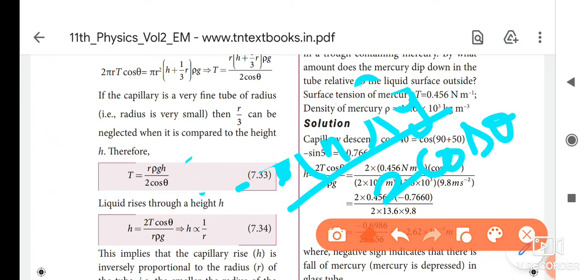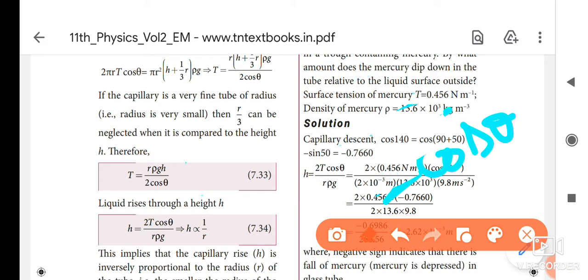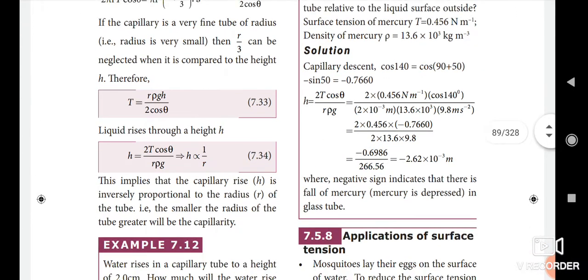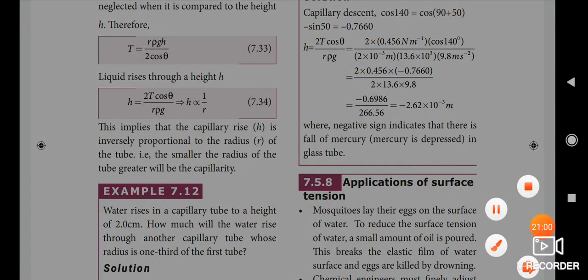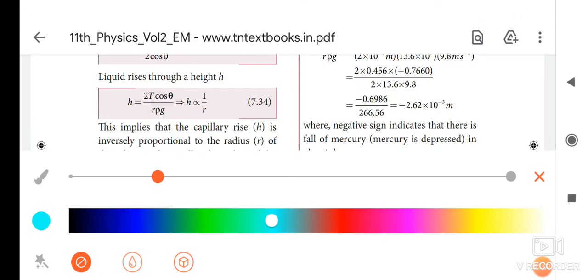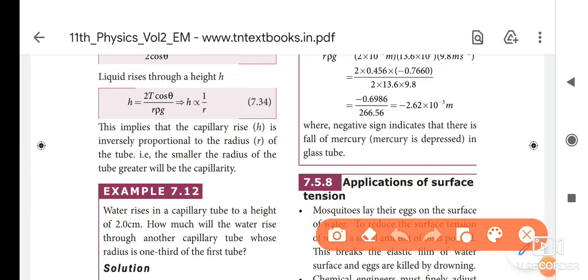If the r by 3 value is neglected, what is the tension value? T is equal to r rho g h upon 2 cos theta. So this is the T value. Next, the liquid rises through a height h. If the liquid rises through a height h, then what is the height value? If we want to find the height, what is the T value?